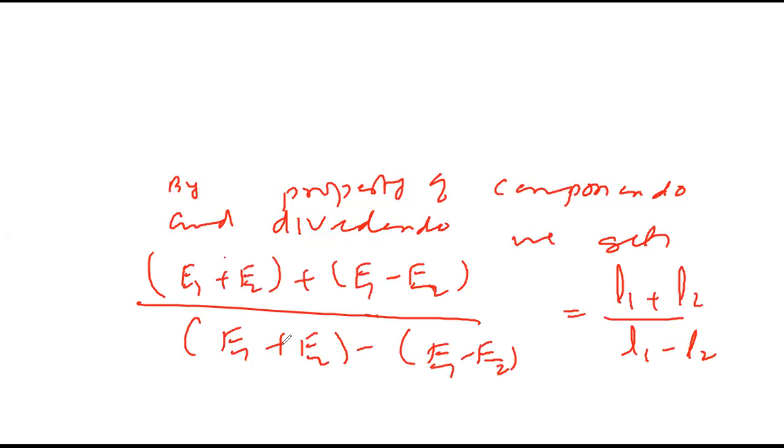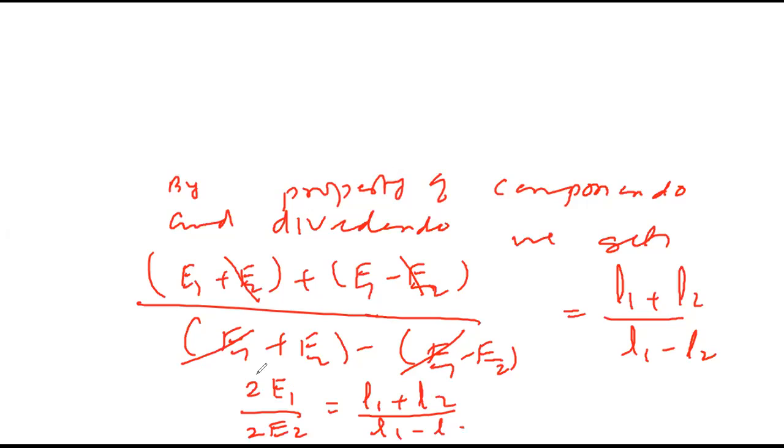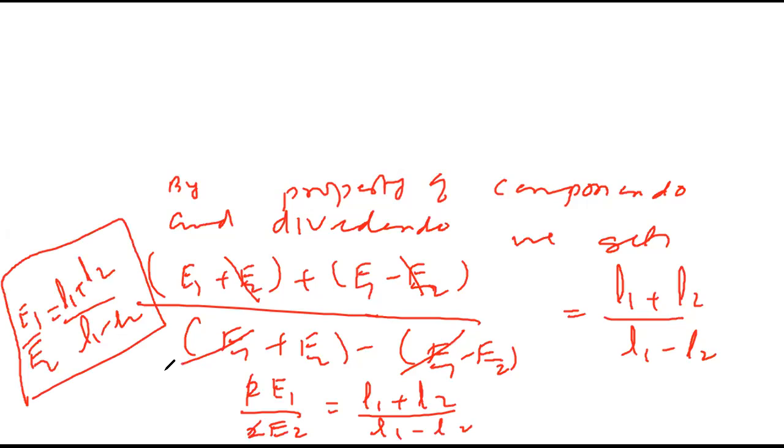E2 minus E2 you can cancel, E1 minus E1 you can cancel. So we get 2 times E1 upon 2 times E2 is L1 plus L2 upon L1 minus L2. So E1 upon E2 is L1 plus L2 upon L1 minus L2. This is actually the comparison of cells by sum and difference method.